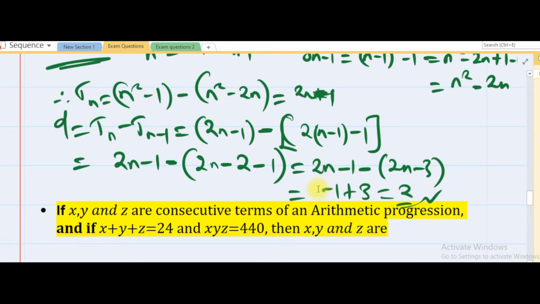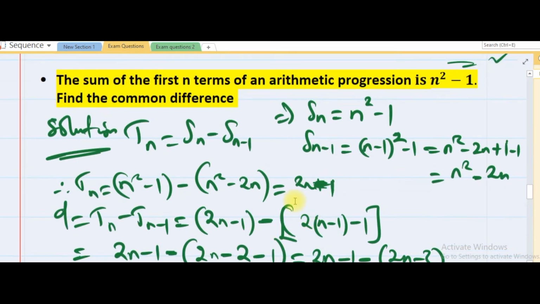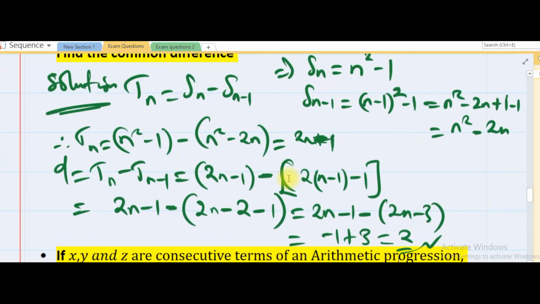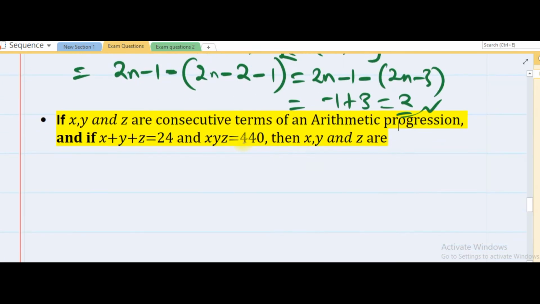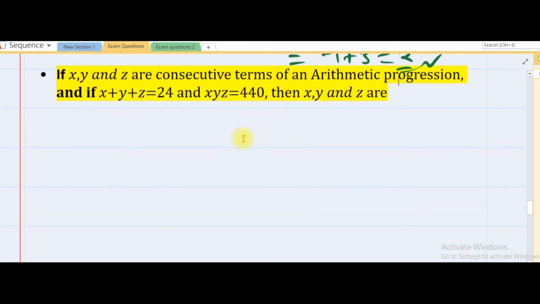So the question is tricky. It relates the sum of the nth term and also the common difference. So you need to remember this formula. So the next question, we are given: if x, y, and z are consecutive terms of an arithmetic progression, and if x plus y plus z is 24 and x times y times z is 440, then x, y, and z are dash.